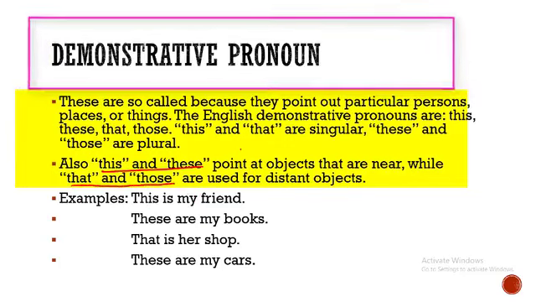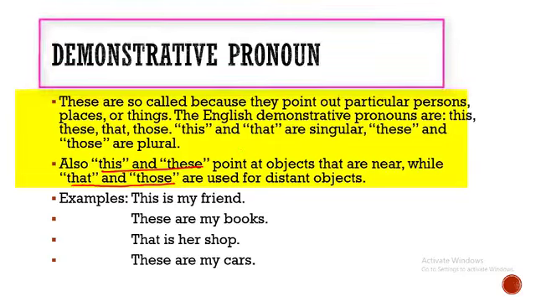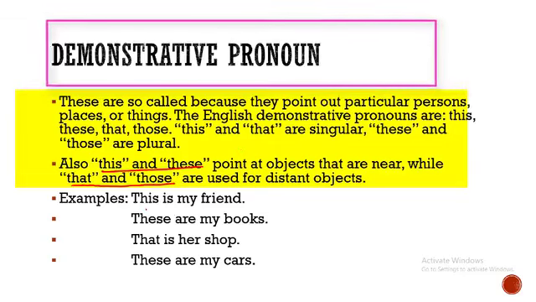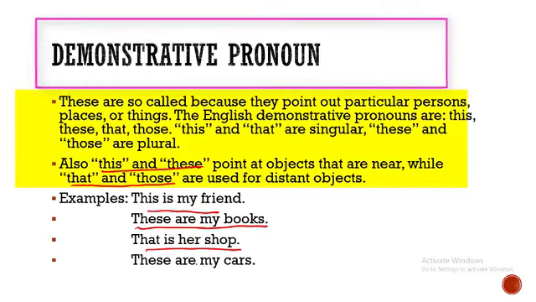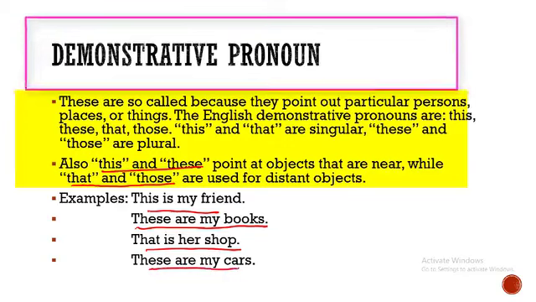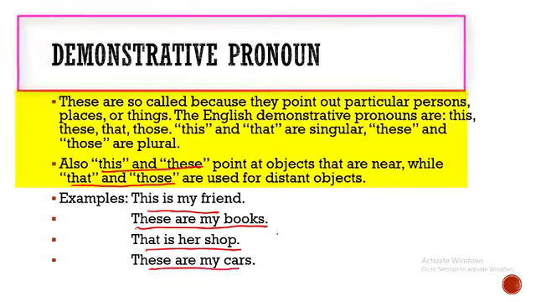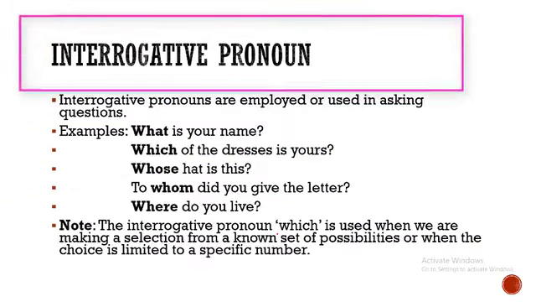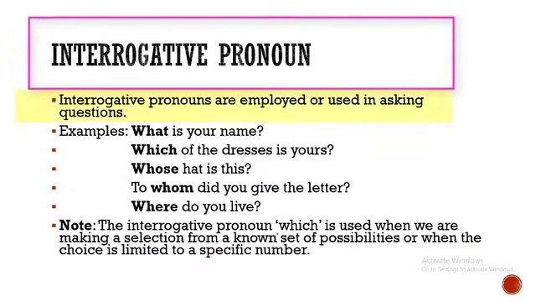For instance, this is my friend. It shows the person is very close to me. Okay, these are my books. That is her shop. Distant range. These are my cards. Those are my cards. Distant range. Then we have what we call interrogative pronoun.